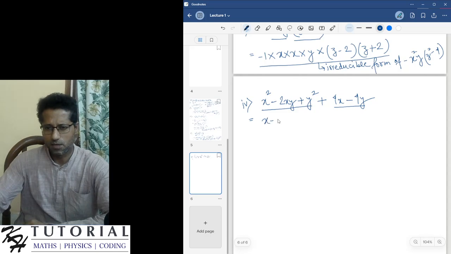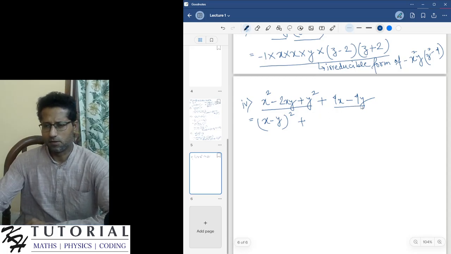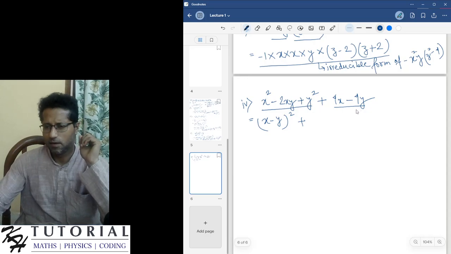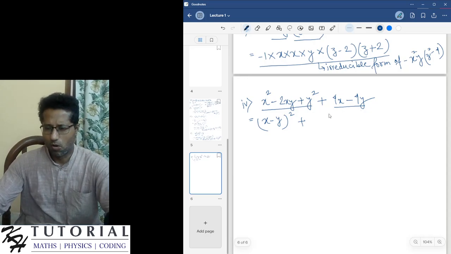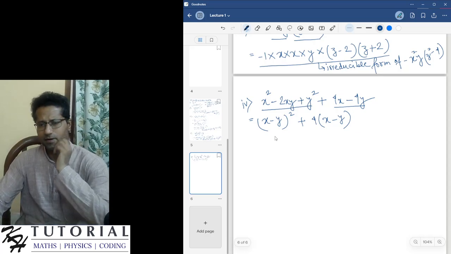So this becomes x minus y whole square. And from the second group, from the terms 4x minus 4y, I can take 4 as a common factor, and this will be 4 multiplied by x minus y. So now it is not yet factorized.